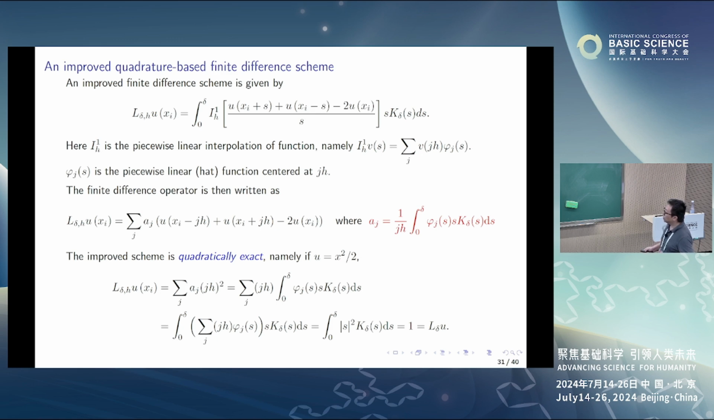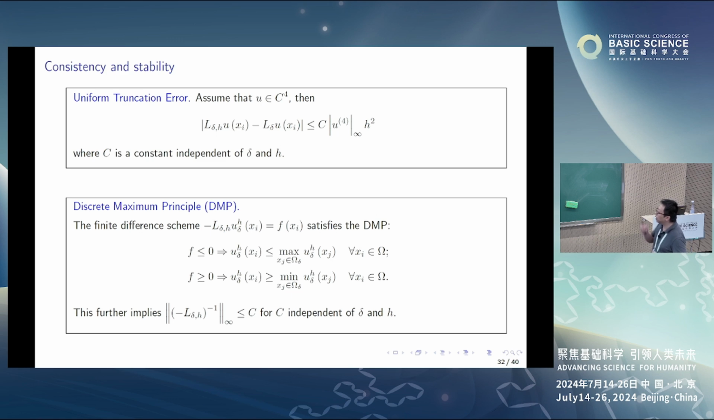Okay, so the discrete nonlocal operator applying on a quadratic function is exact. Then you can check the difference between L delta H and L delta to see the local truncation error. So if your function is smooth, then the local truncation error is second order in H. And it is important to see the constant C is independent of delta and H. Okay, that's important. Then besides that, we have the discrete maximum principle.